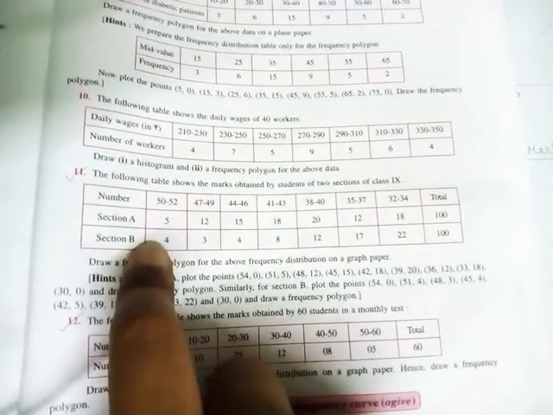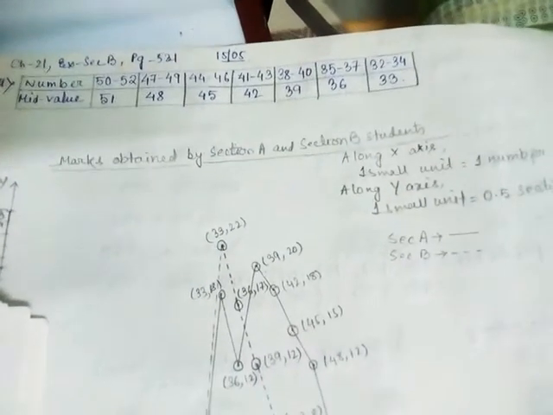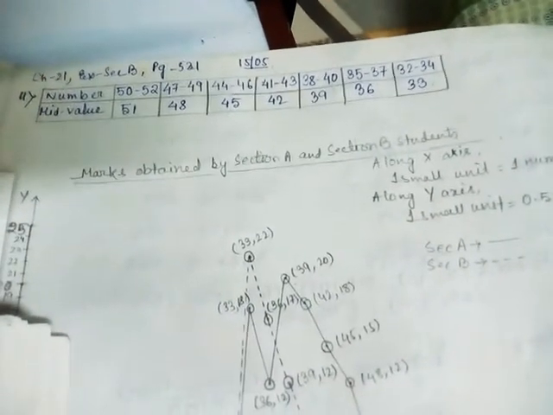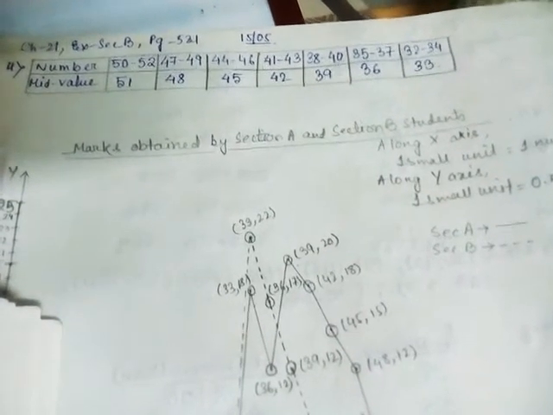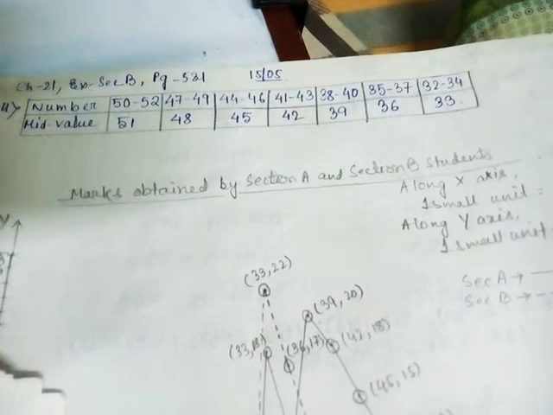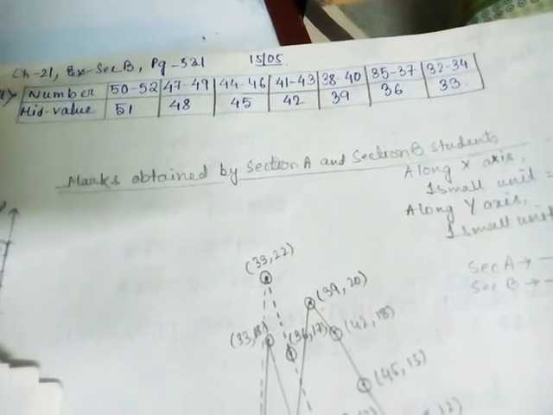I previously also said that when you have to draw only a frequency polygon, you need the mid value. So first we have to find the mid value, just like I am finding it here. You can find it in the copy or in the rough page also, because when solving a frequency polygon you don't need to show the mid value, but I find all the mid values of the given class intervals on the paper. Now I have to do it for both section A and section B.